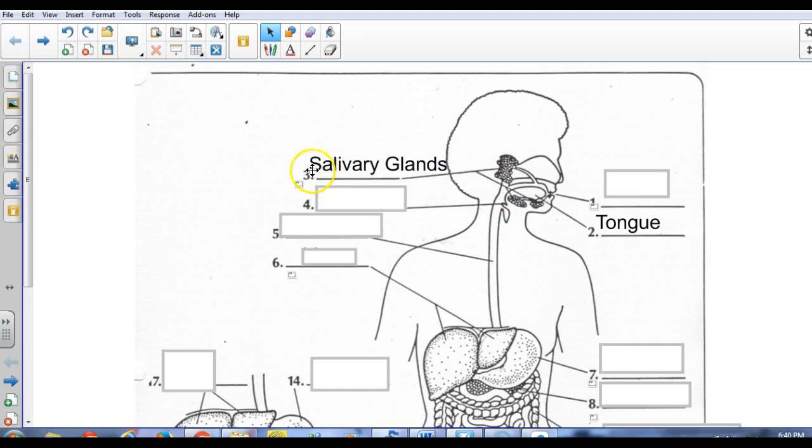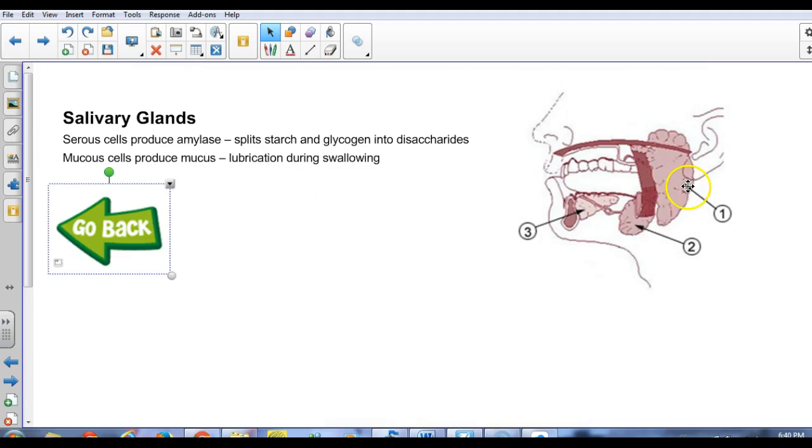Salivary glands, I've already kind of talked about a little bit. Salivary glands, there's 3 pairs. You don't need to know what they are, but of course you do need to know that they secrete amylase, which is an enzyme that digests starch, and mucus just allows food to be lubricated so that it's easier to swallow.